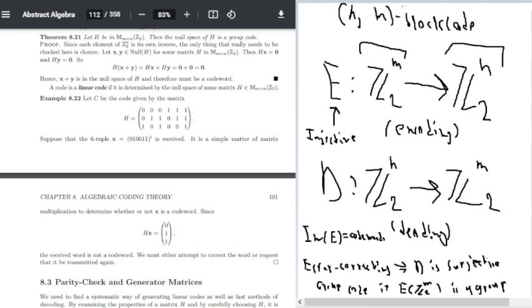So, Example 8.22. Let C be the code given by the matrix shown. Suppose that the 6-tuple x = (0,1,0,0,1,1)^T is received. It is a simple matter of matrix multiplication to determine whether or not x is a code word. Since Hx is equal to (0,1,1)^T, which is not equal to 0, the received word is not a code word. We must attempt to either correct the word or request that it be transmitted again.